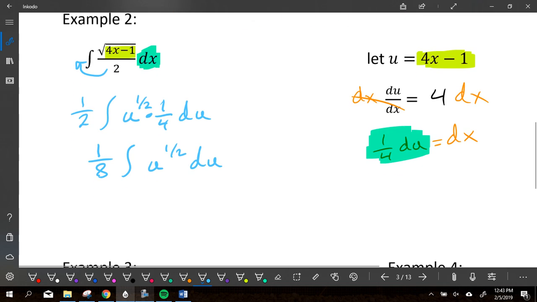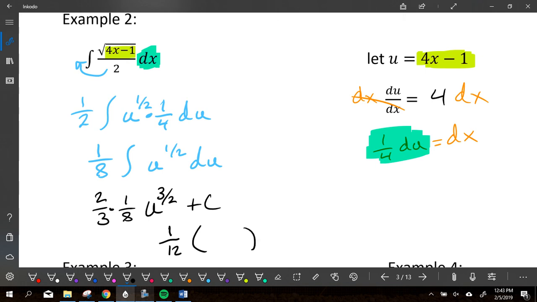Now I can finally take the antiderivative. The antiderivative of u to the 1/2 power: we increase my exponent by 1, it's 3/2. And then I divide by that exponent or multiply by the reciprocal, so it's 1/8 times 2/3, and it's plus c. I integrated the du. When I multiply 2/3 times 1/8, that's going to get you 1/12.